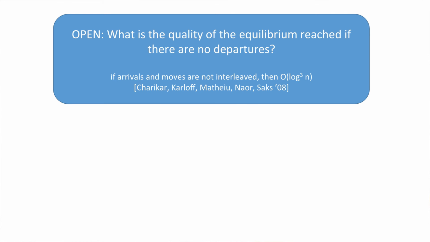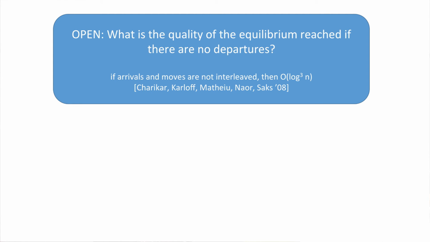This is also open, nothing is known, except in a very special case. There is a paper by Charikar and others which shows that if I have all my arrivals to start with, so all the agents join the system, then nobody is allowed to leave. After they have joined the system using their best paths, now they are allowed to move. If these two sets of actions are batched, then you can in fact show that the ratio of the equilibrium to the optimal solution is not too bad, it is polylogarithmic.